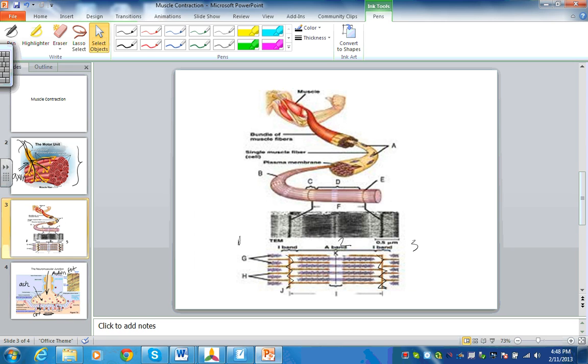Okay, and what's going to happen to the sarcomere when that calcium is released is that calcium is going to bind to this thing called troponin, which is on the myosin. There's troponin on these purple myosins. Okay? And when that calcium binds to the troponin, it's going to cause tropomyosin to move to the side, which is going to expose binding sites for the actin.